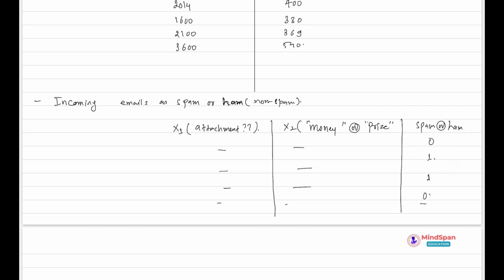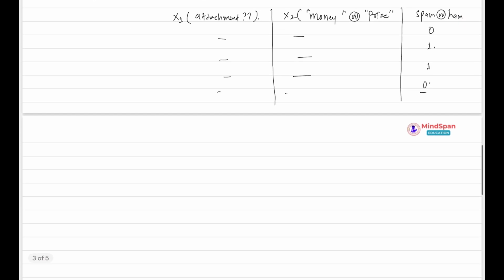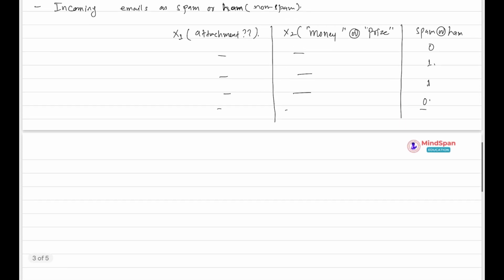So the training data, you have it, right? Now, and you have this output label as well, right?